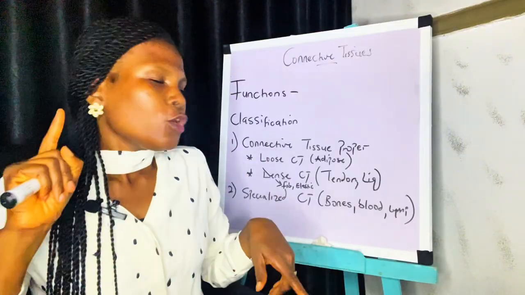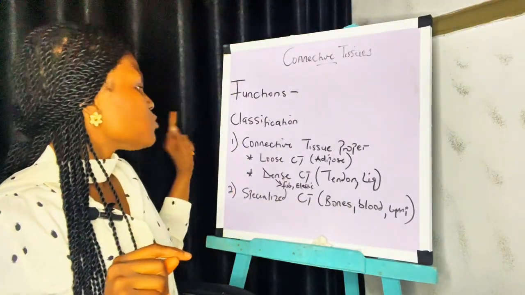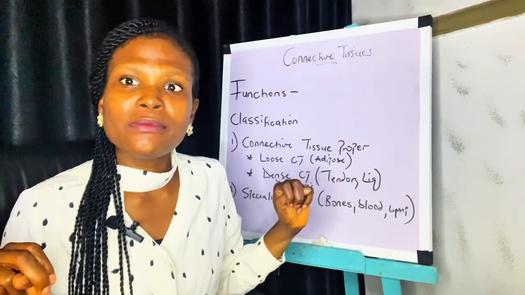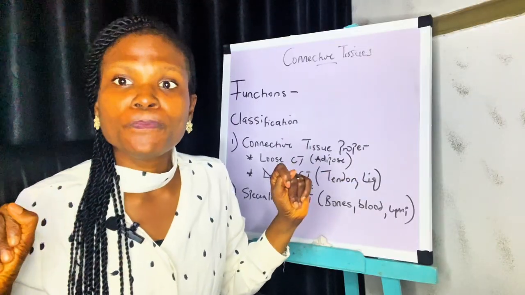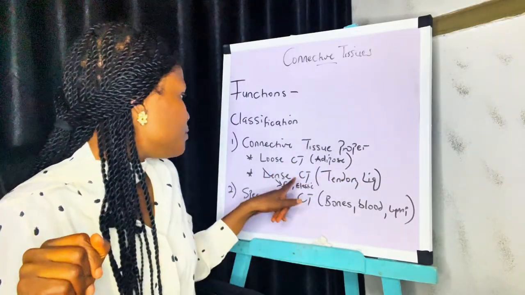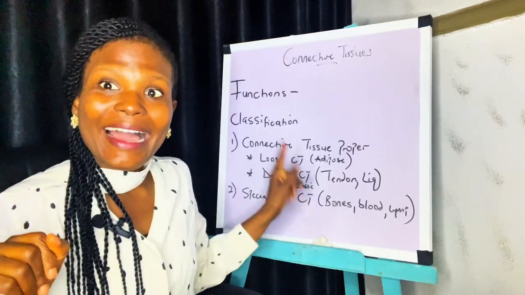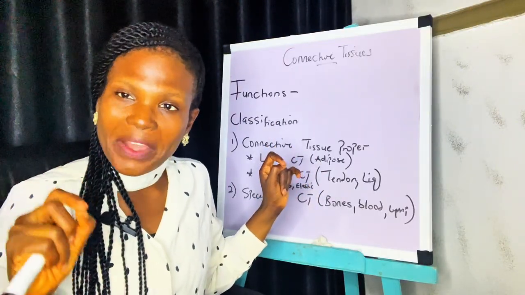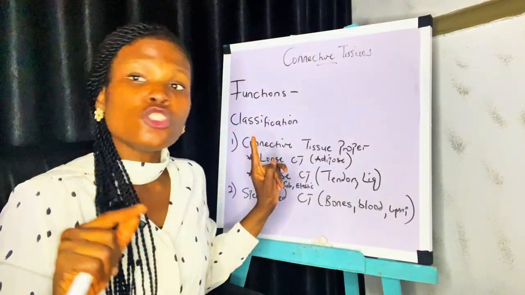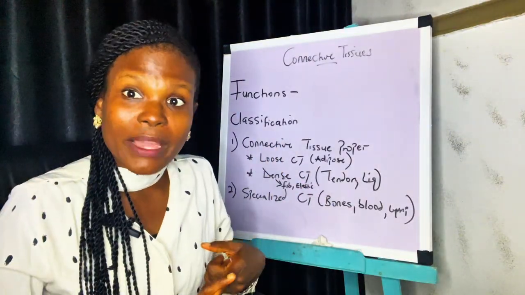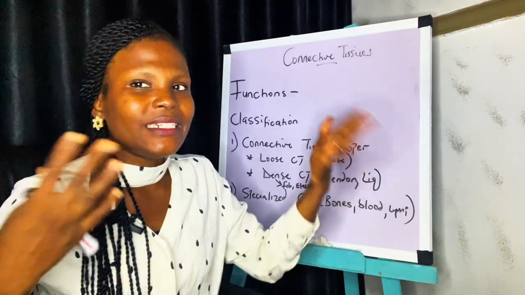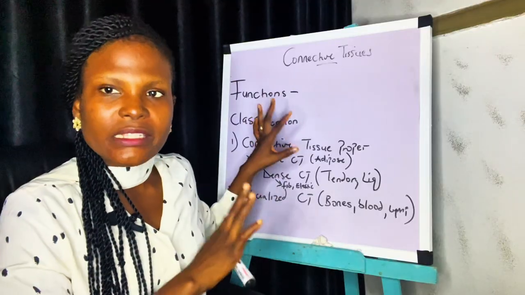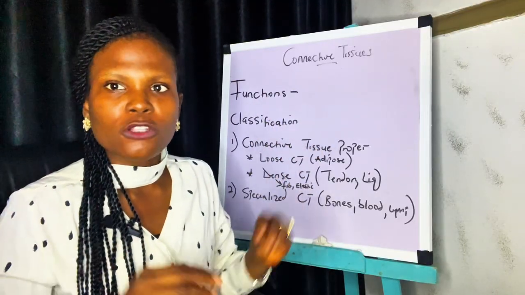Is that okay? Another thing you need to know about the dense connective tissue is that it has two types of fiber: the fibrous fiber and the elastic fiber. Those are the two kinds of fiber you will find in the dense connective tissue. There are several organs and structures that these fibers can be found in, but I think this is the basic knowledge you need to know about your connective tissues.